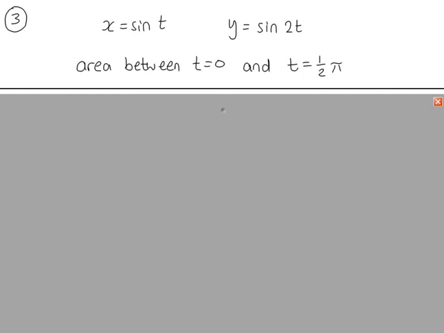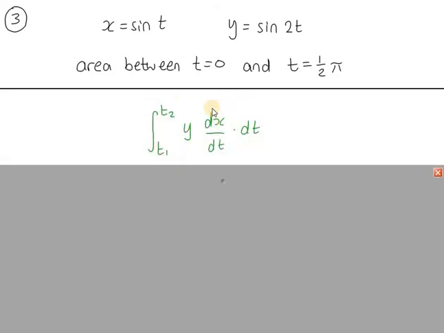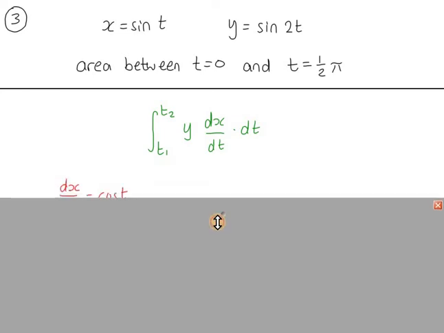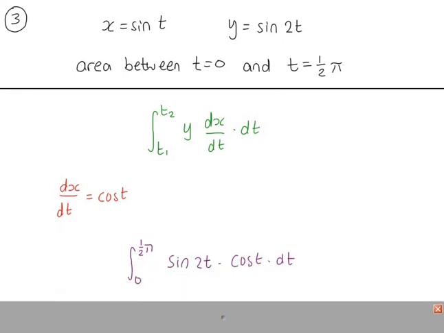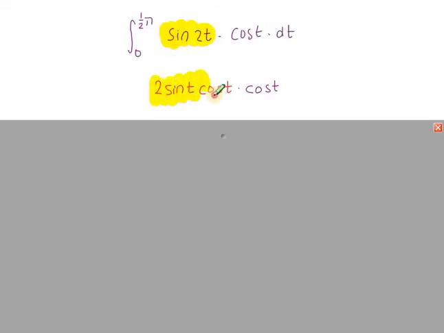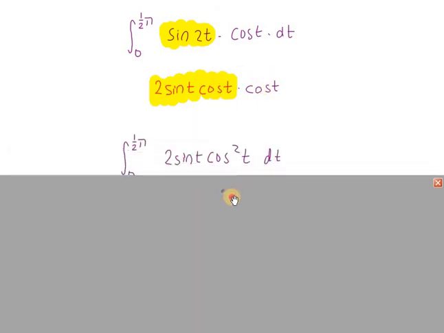Example 3, we're given some parametric equations again, and we're looking for the area between t equals 0 and t equals half pi. We start off with our basic formula for parametric integration. For dx by dt, if we differentiate sine we get cos, and y is sine t, so we can substitute everything in here and get something all in terms of t, like this. Now there is a double angle here, so if I use the double angle formula for sine, I'll get 2 sine t cos t, so multiplying by that cos t will give me cos squared t, like so.